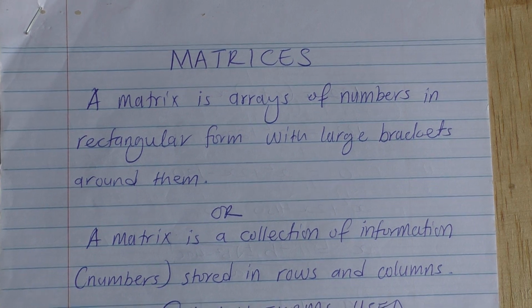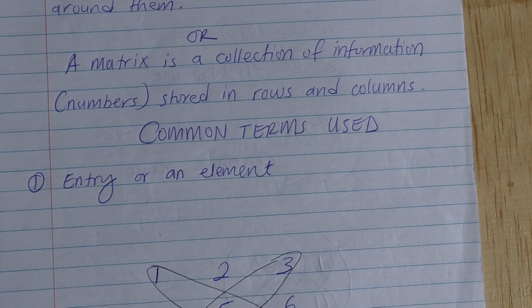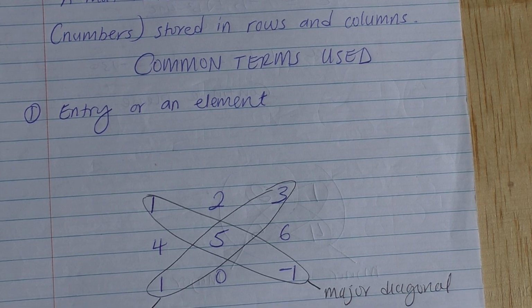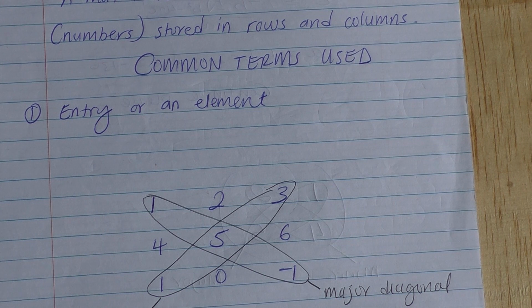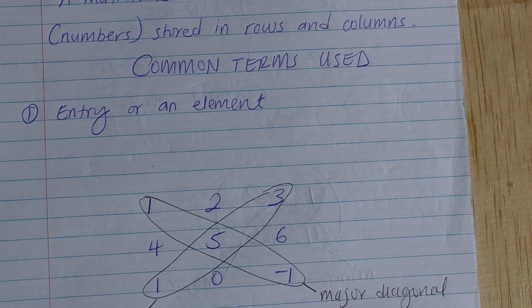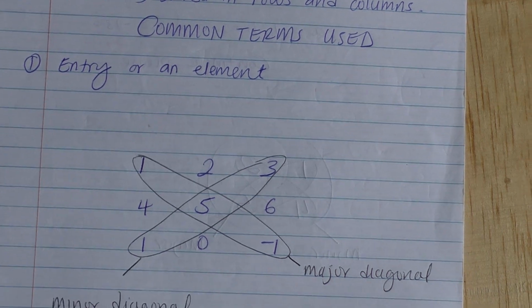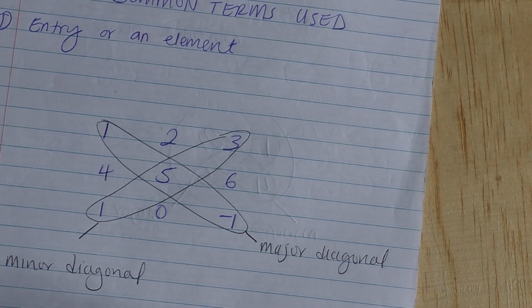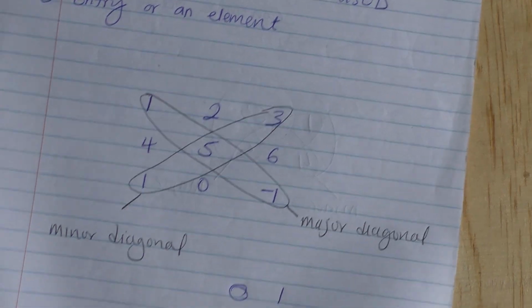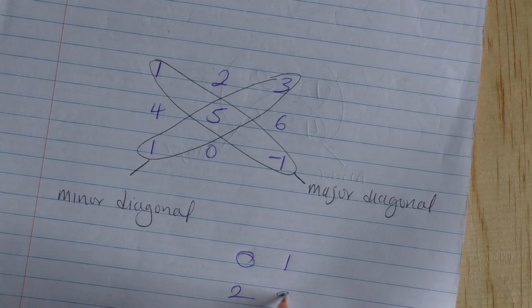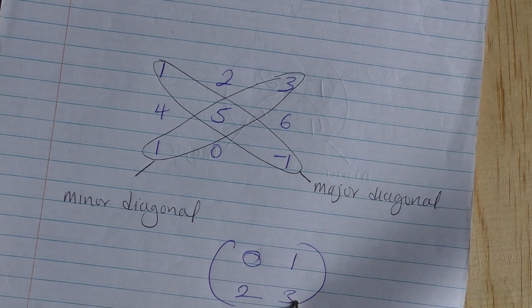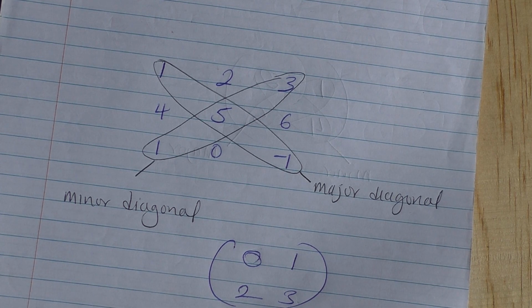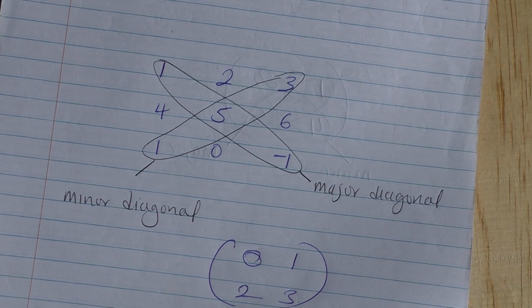We have common terms that we use in a matrix. One is entry or element. Elements or entries are the items that make up a matrix. For instance, when I write 0, 1, 2, 3, this is my matrix, and these figures are what we call entries or elements of the matrix.